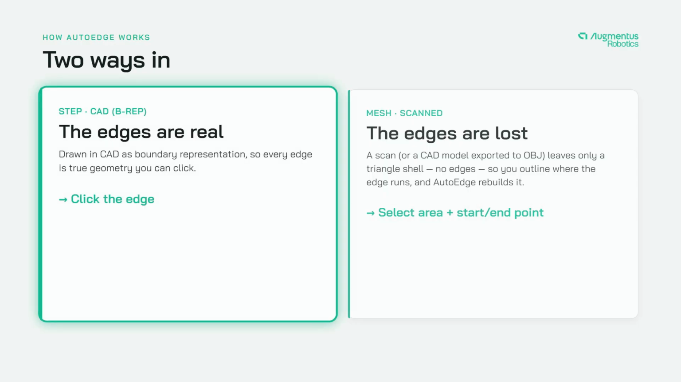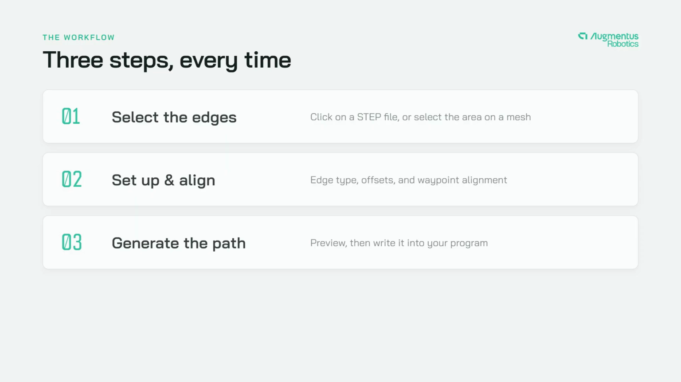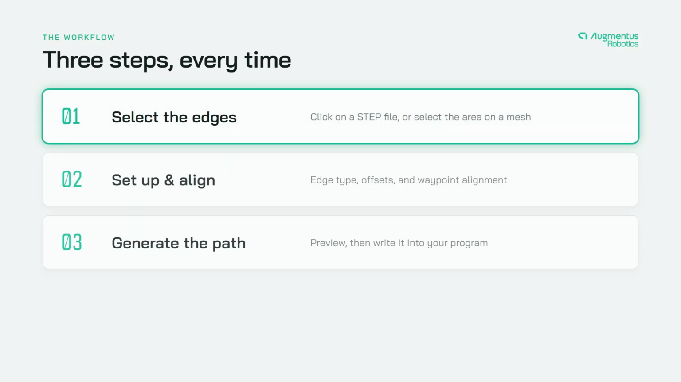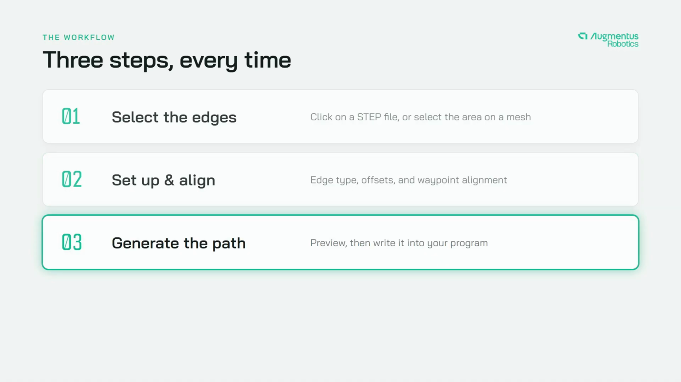With a step file, AutoEdge reads the part's real edges, so you click an edge and it's selected, with no area painting. With a scanned mesh, you select the area the edge runs through, and AutoEdge finds the edge for you. Either way, the workflow is the same 3 steps. Select the edges you want to follow, set how the tool meets them, and align the path. Then generate. Let's start with a step file of an engine block.